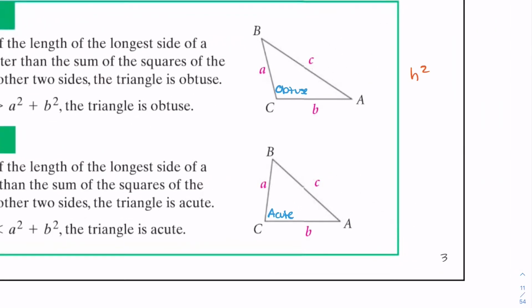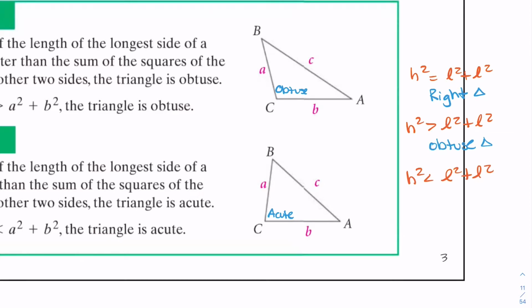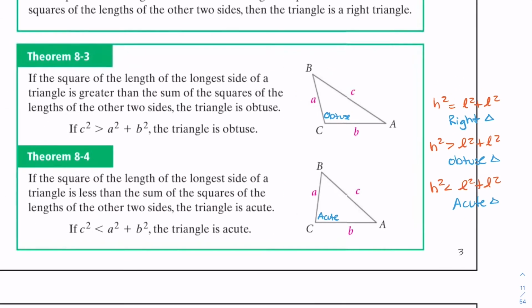If h squared is equal to leg squared plus leg squared, we have a right triangle. If h squared is greater than leg squared plus leg squared, we have an obtuse triangle. And if h squared is less than leg squared plus leg squared, we have an acute triangle. So those three things you need to know.